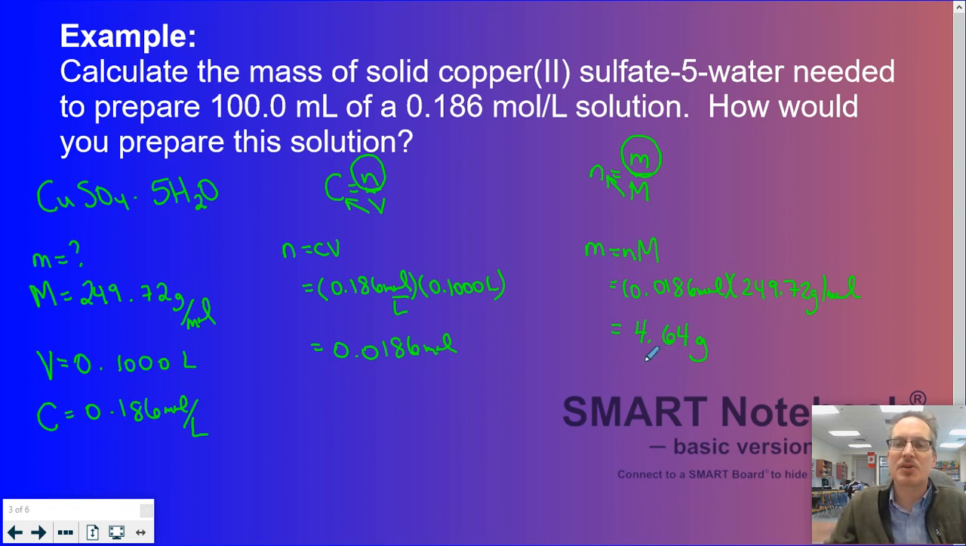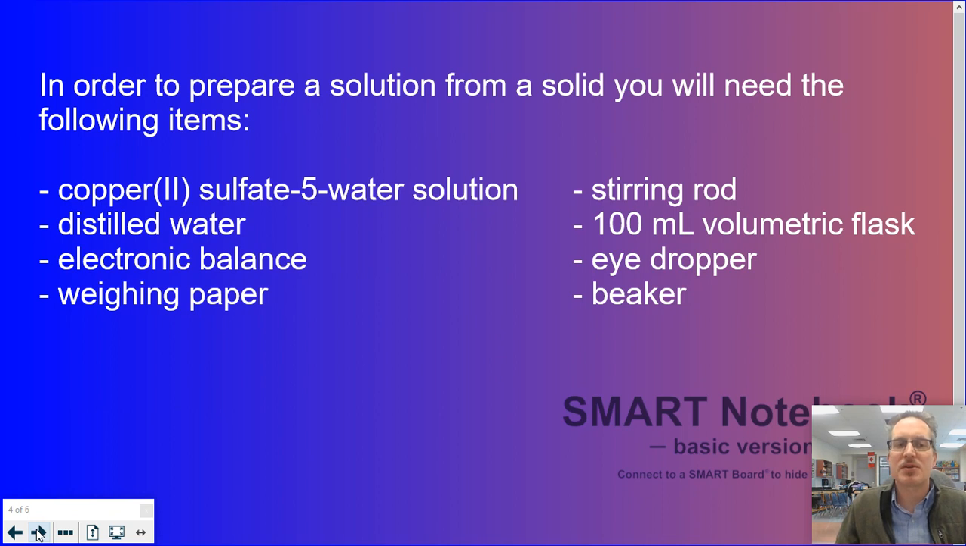So this is the amount I'm going to weigh out on the electronic balance when you go watch me prepare this solution. Now, for me to go prepare this solution, I wanted to give you a list of equipment we would need first. So in order to make my solution from my solid, I'm going to need, of course, copper 2 sulfate pentahydrate. I'm also going to need distilled water. I'm going to need an electronic balance. I'm going to need some weighing paper. I'm going to need a stirring rod, 100 milliliter volumetric flask, an eyedropper, and a beaker.